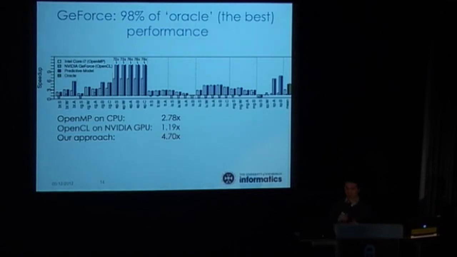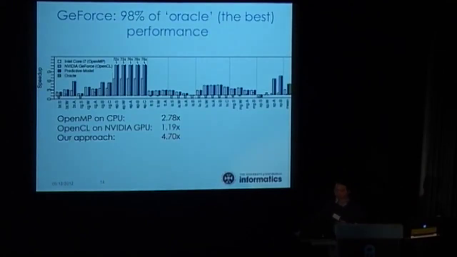For SP, we found that for the large input data set, the GPU outperformed the CPU. So on average, if we average the performance results across all the benchmarks, we found that OpenMP on the CPU performs quite well. It achieves an average speedup of 2.8 times. The OpenCL on the NVIDIA GPU achieves a speedup of 1.2 times, because it cannot get the performance improvement on several benchmarks. However, by selecting the right device to run the code, our approach achieves a speedup of 4.7 times, which is much better than any of the CPU or GPU-based approaches.